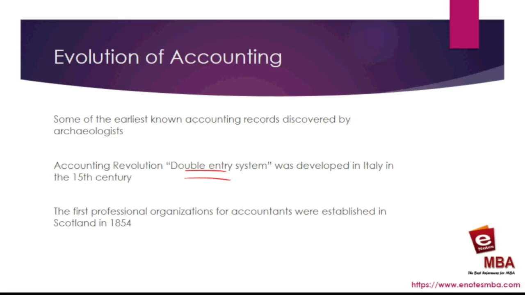The first professional organization for accounting was established in Scotland in 1854, starting with the Edinburgh Society of Accountants and the Glasgow Institute of Accountants and Actuaries. The organizations were each granted a royal charter. Members of such organizations could call themselves chartered accountants.